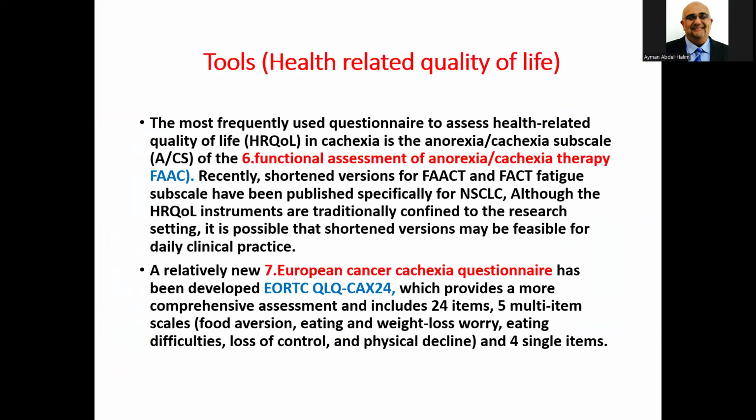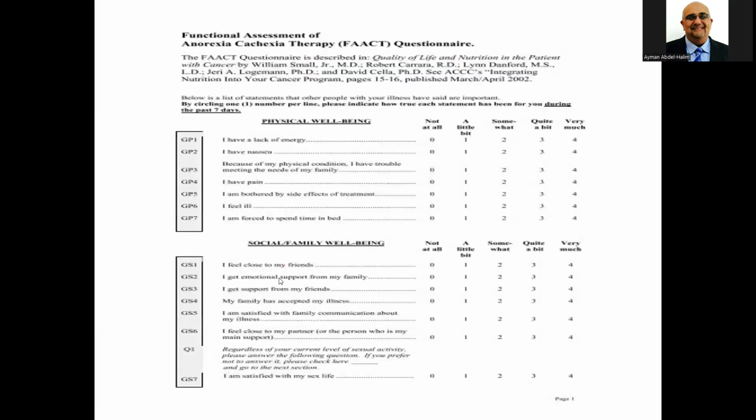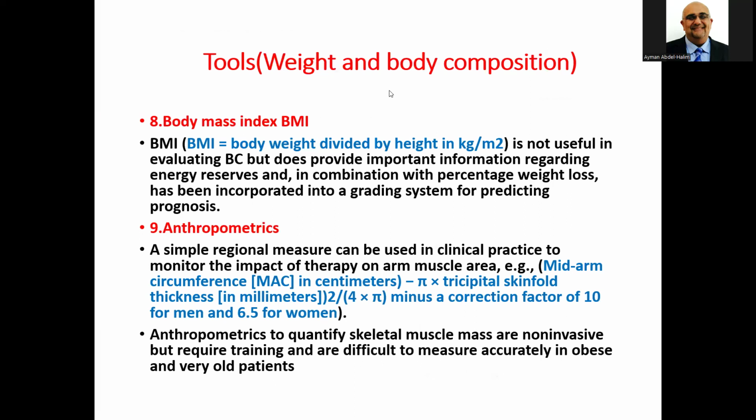All right, and then we have another tool, the Functional Assessment of Anorexia Cachexia Therapy, or FAACT. We have another one called the European Cancer Cachexia Questionnaire. This is number 7. So we have 7 tools up to now. Number 8 is simple. It's body mass index.